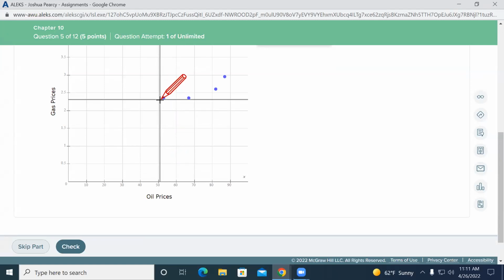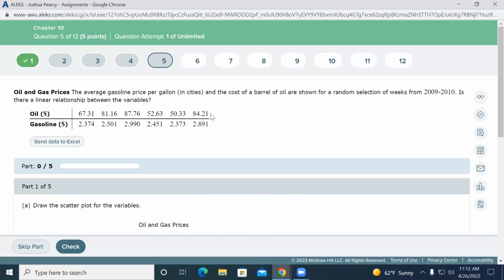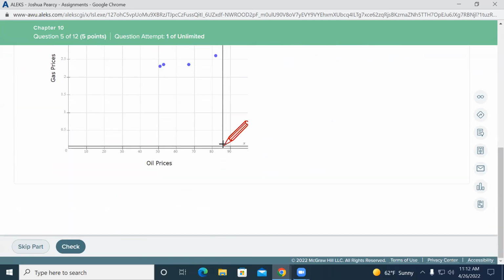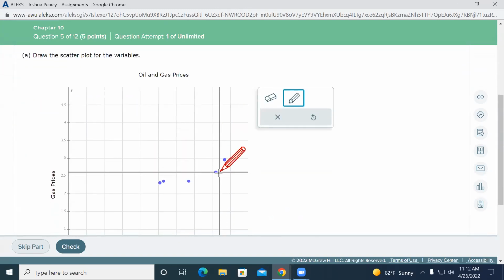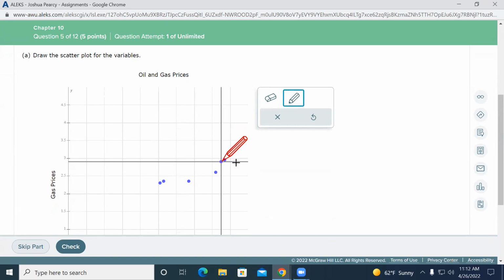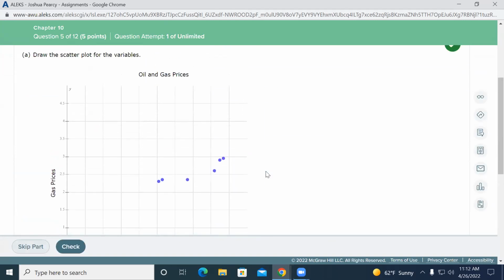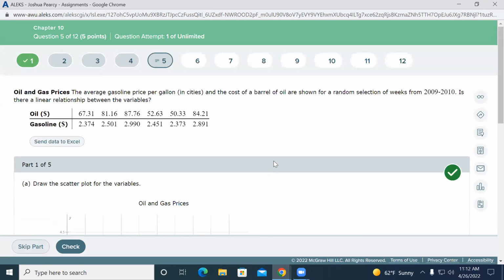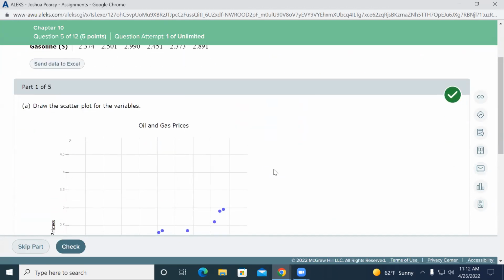Okay, now I can see why I'll get frustrated with this. 84.21 and 2.89. 84, probably around here. 2.89, it said. Yeah, okay, somewhere around here. Let's see if it takes that. Woo! Dang, I'm good. Get as close as you can.